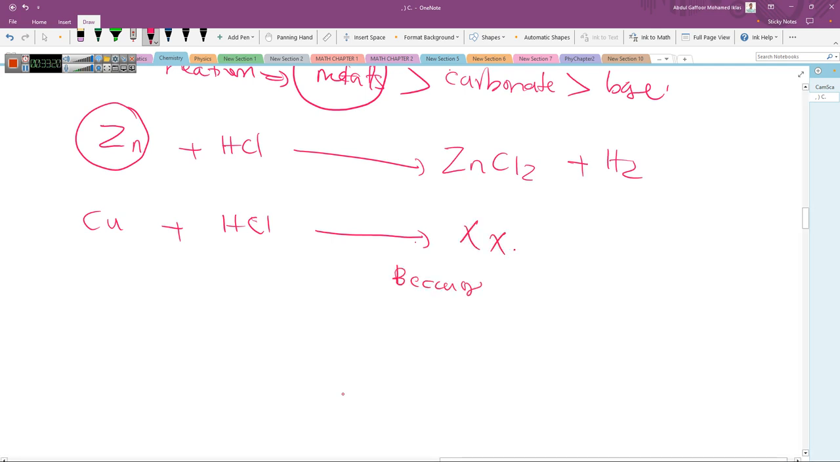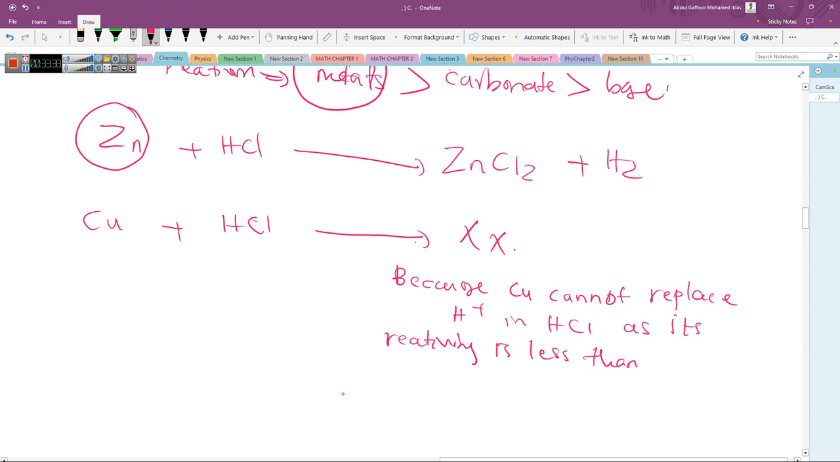Because copper cannot replace H plus in HCl, as its reactivity is less than hydrogen. So if you put copper metal into HCl, nothing will happen. Copper will just sink to the bottom. That's all. Nothing will happen.